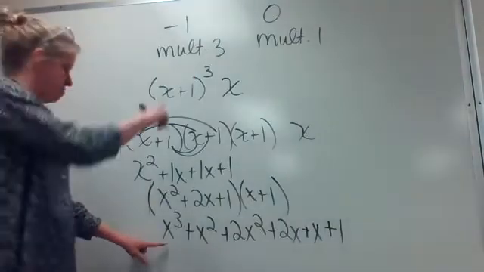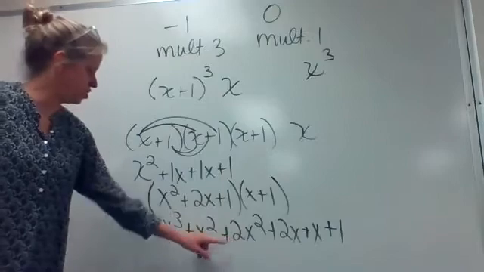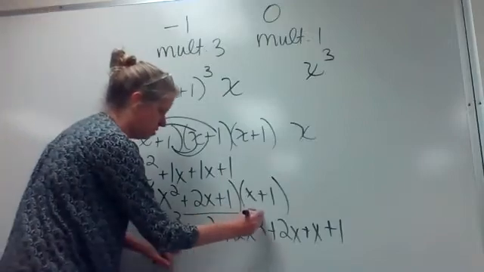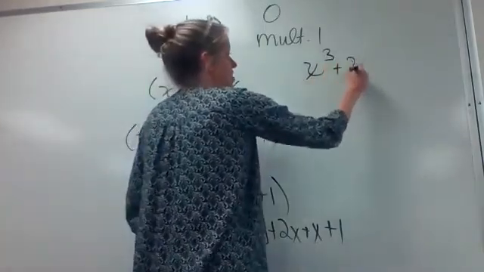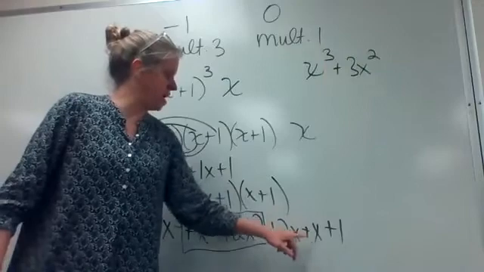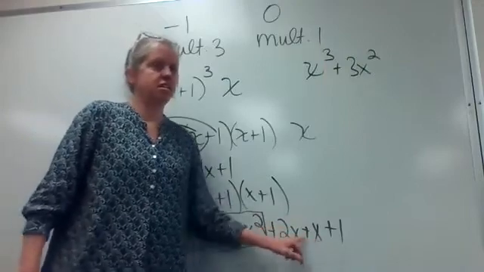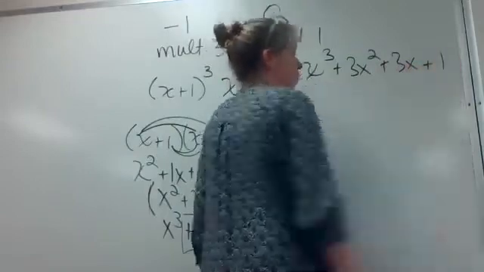So let's see, I'll put it up here. I'm left with x to the third. My x squareds that I put together, I've got 1 here and 2 there. So I've got 3x squareds. My x is 2x and x. So 3x and 1.